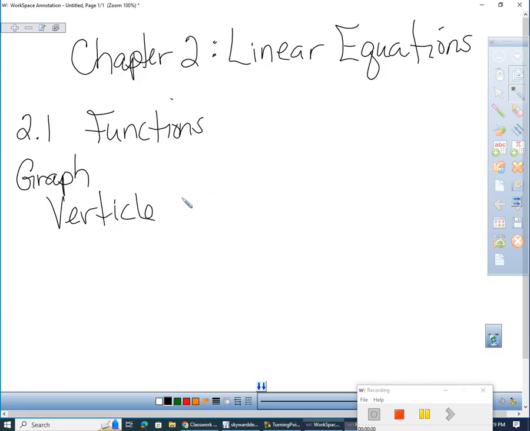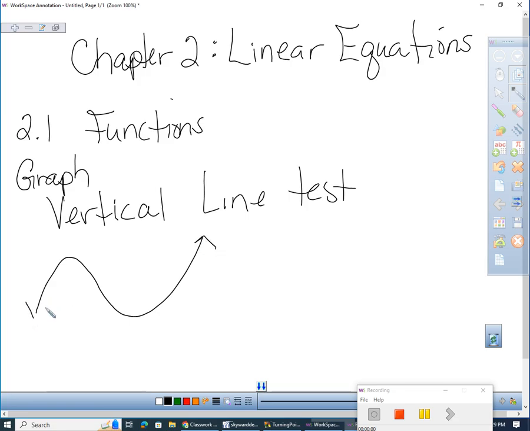line test. And I can't spell. Vertical line test. The vertical line test says that on a graph, if I draw a line straight down and it crosses the graph in more than one spot, it is not a function. So using the vertical line test, if I have a graph that does this, and I were to draw multiple lines straight down and it only crosses at any of these spots in one place, then this is yes, it is a function.